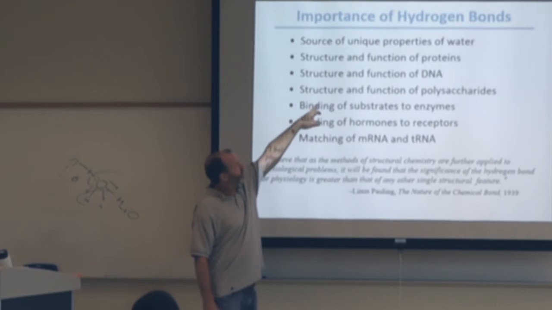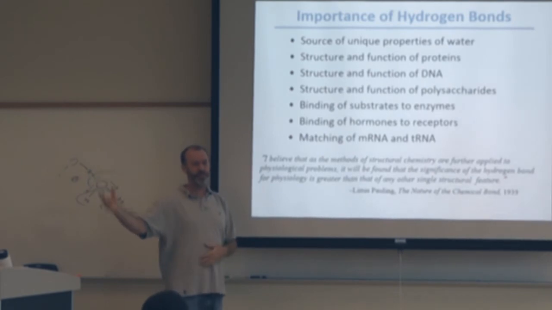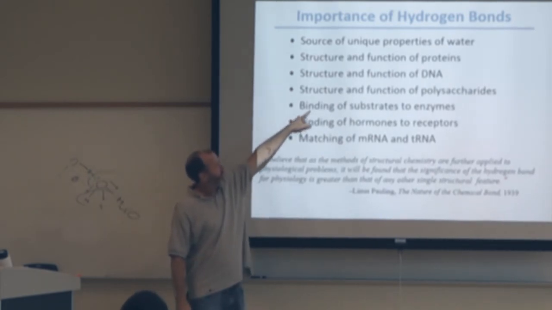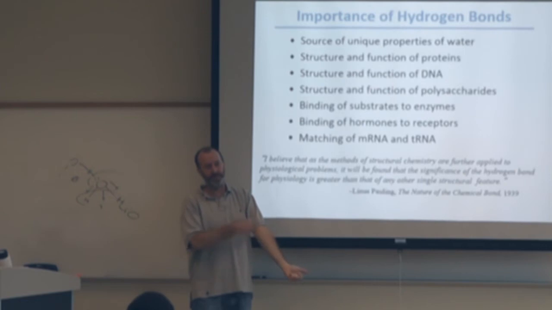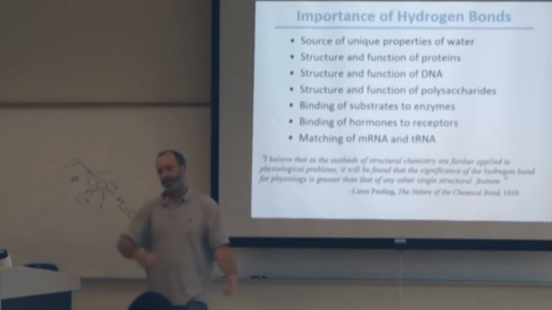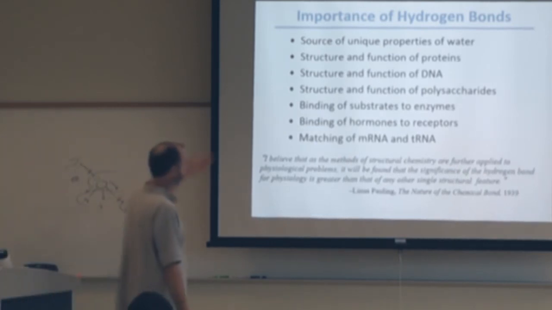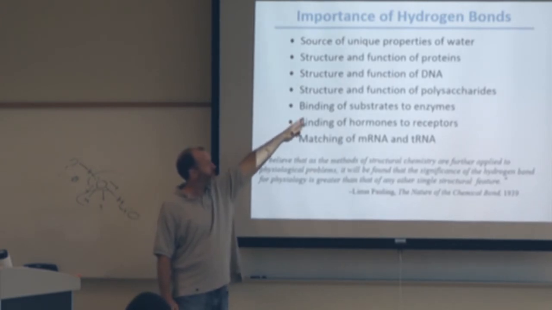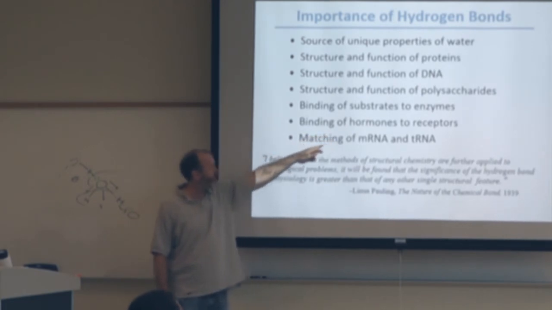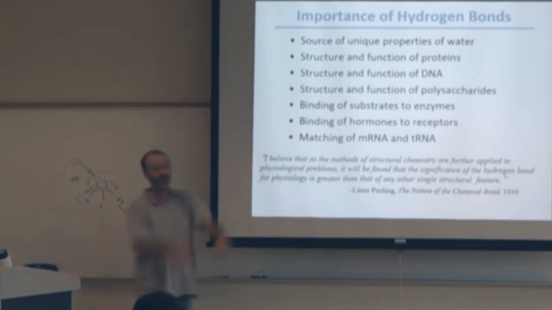Structure and function of polysaccharides. We saw how many hydroxy groups they have, so they'll form a lot of hydrogen bonds. They're important for cell-to-cell contact and the space in between the cells. The extracellular matrix has a lot of polysaccharides, and these hydrogen bonds are important for interacting with growth factors and producing our extracellular matrix. They're important for binding of substrates to enzymes, binding of hormones to receptors, and they match mRNA with tRNA, again via base pairing, just like for copying the double helix.